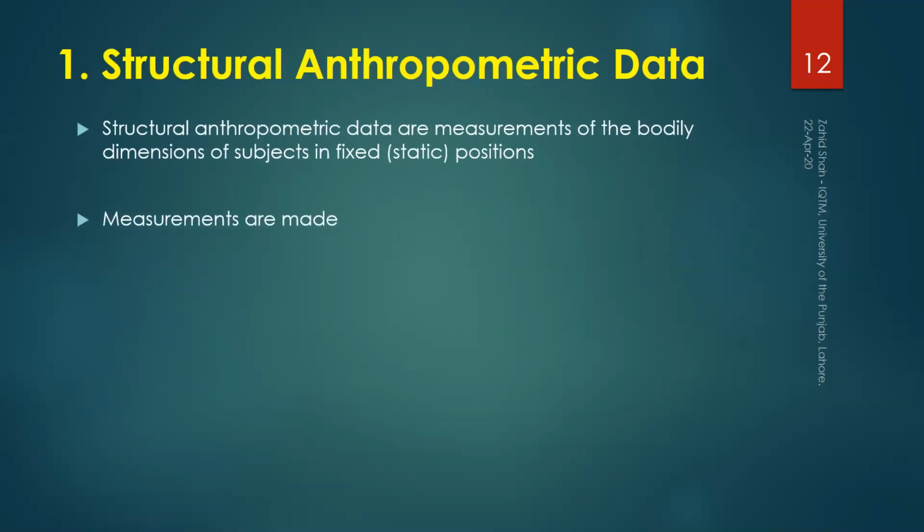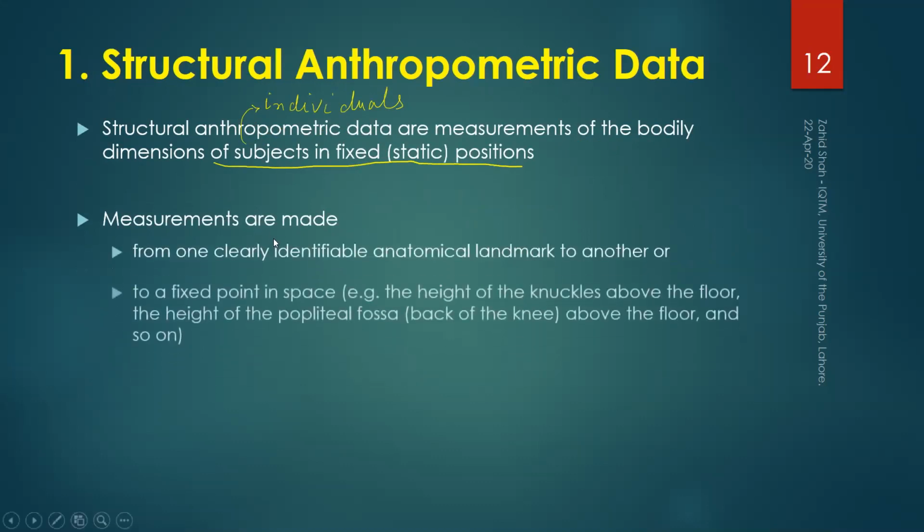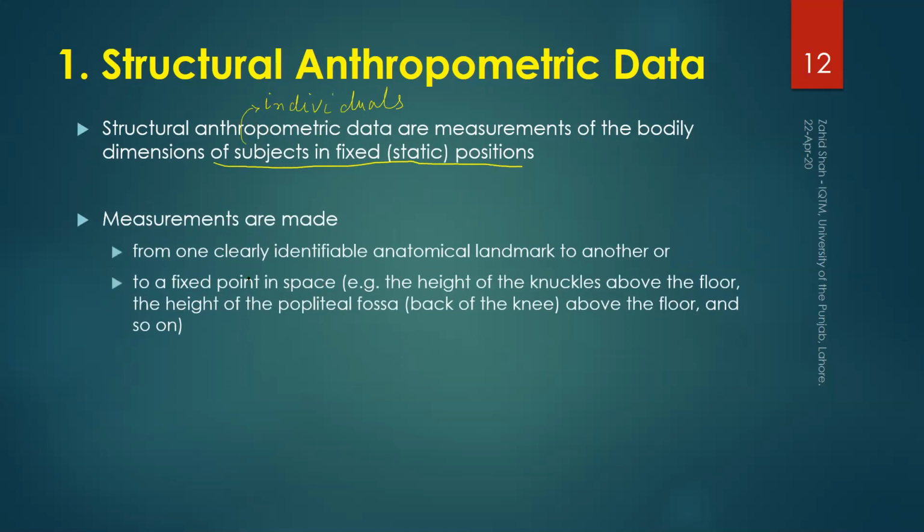Structural anthropometric data are measurements of the bodily dimensions of subjects in fixed or static positions. Subject here means individuals that are being studied. So measurements are made in either of the 2 ways. From one clearly identifiable anatomical landmark, the reference could be anatomical landmark, or it could be a fixed point in space. So whenever you are taking measurement, there is some reference point from where you are taking that measurement.